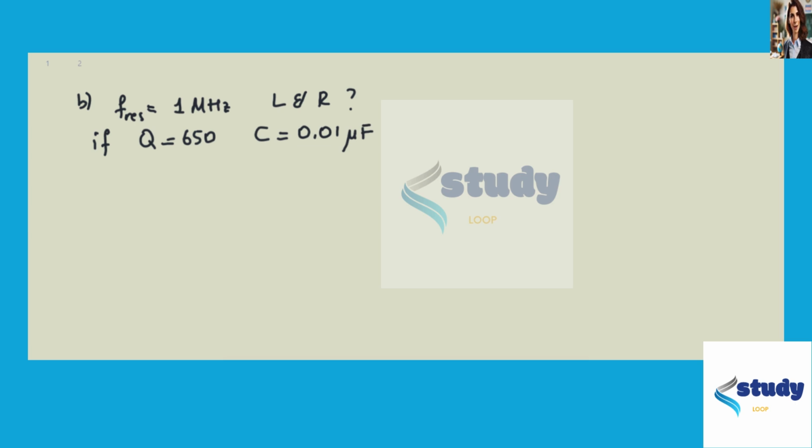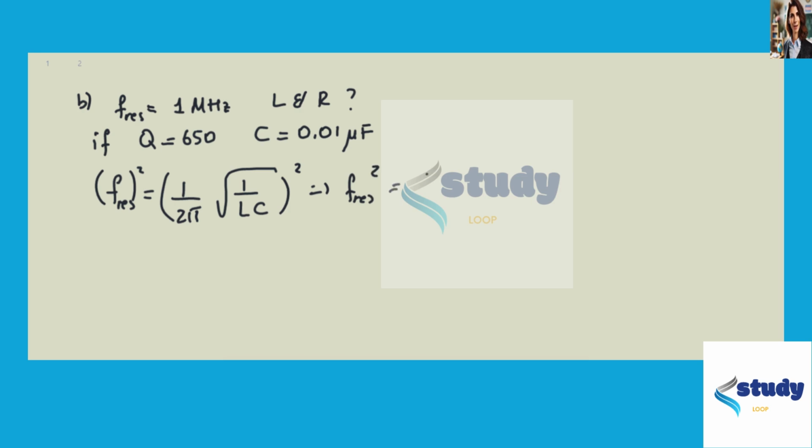It's very straightforward. So first, remember again the resonant frequency equation, 1 over 2 pi times the square root of 1 over L times C. If we take the square of both sides, then the resonant frequency squared is going to be equal to 1 over 4 pi squared times 1 over L times C. Now, we know everything in this equation other than L, so let's isolate L. L then is going to be equal to 1 over 4 pi squared times C times f resonant squared.